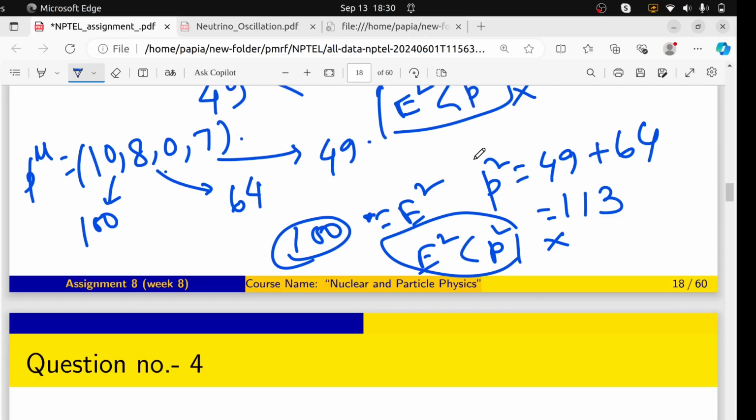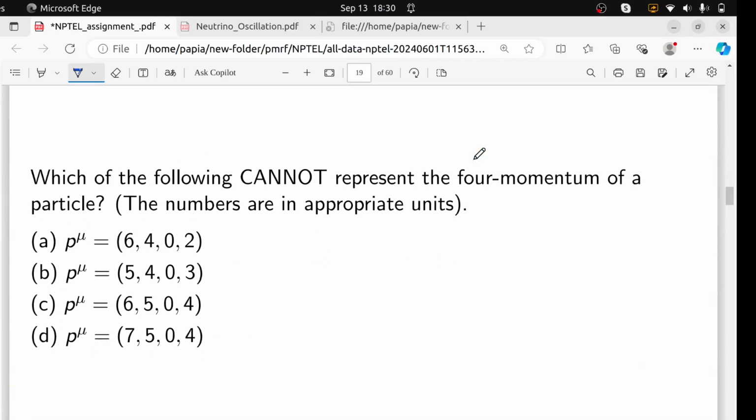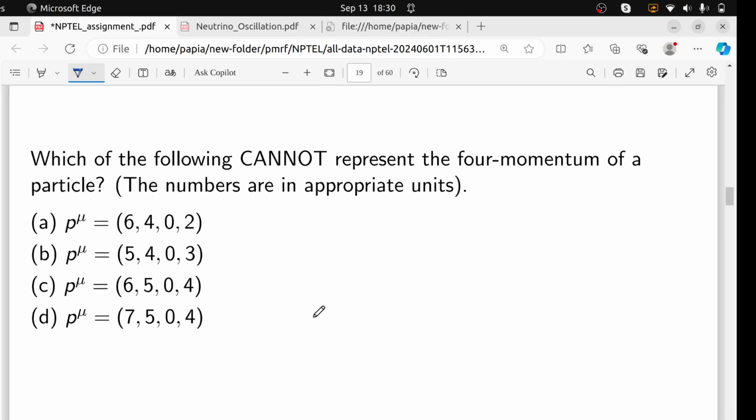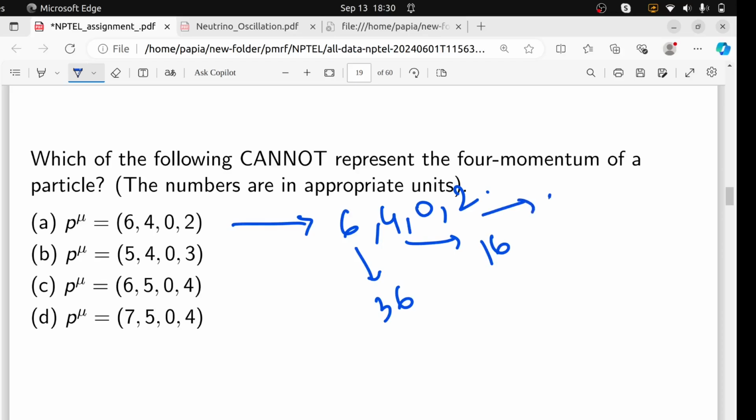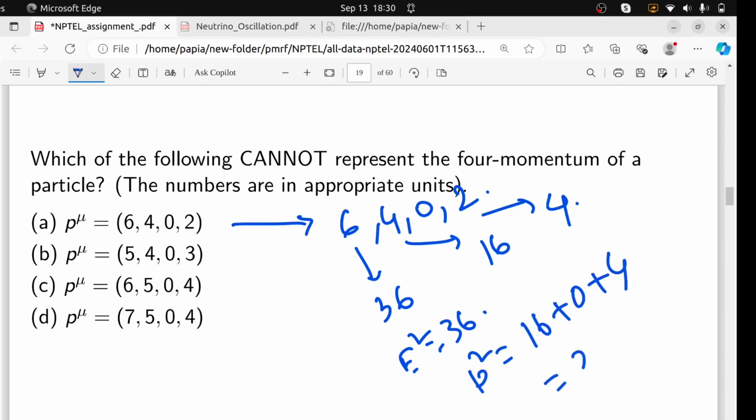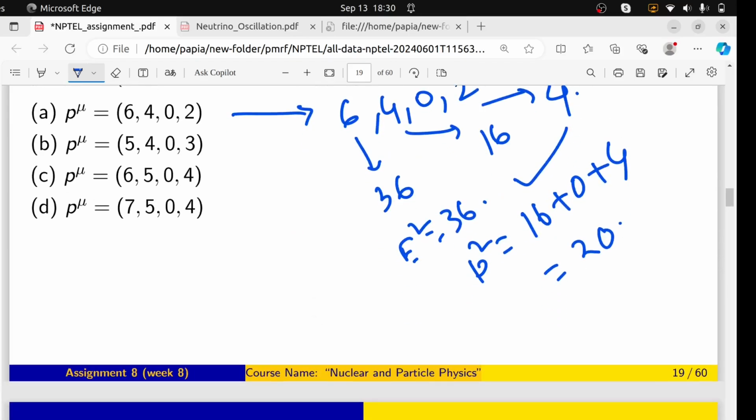Yeah, then coming to the fourth question: which of the following cannot represent the forward momentum of a particle? Exactly a similar question, so we can do that one quickly. First option, 6, 4, 0, 2. That means E square is 36, and P square is 16 plus 0 plus 4. Now you can see that this is 20, so it is fine, E square is greater than P square.